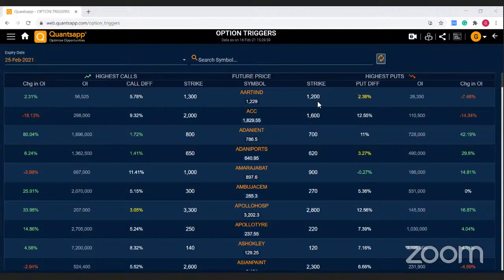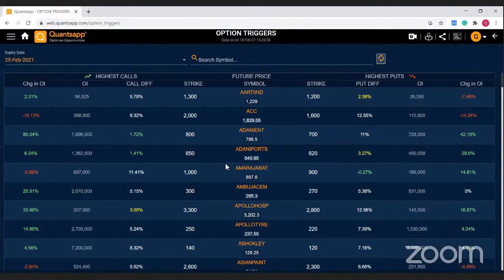And same as the color difference. So if the color difference is white, which means the highest put strike, say a 1600 strike, is very far from the future price. It's almost 12.5%, which tells me the highest put is very far. And if I see yellow, say in Adani ports, which indicates the difference between the highest put and the future price is between 2 and 5%, there could be a further movement which could take this particular level from yellow to green.